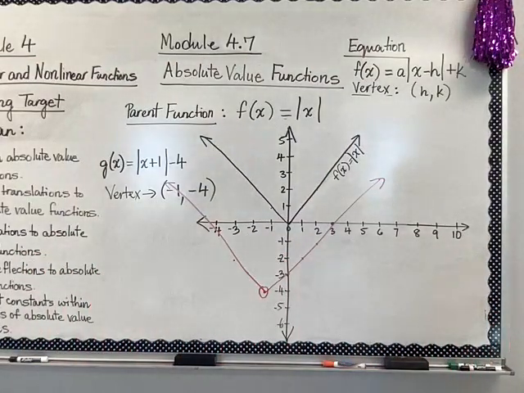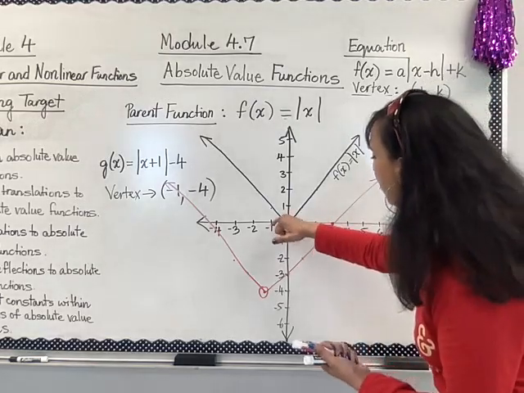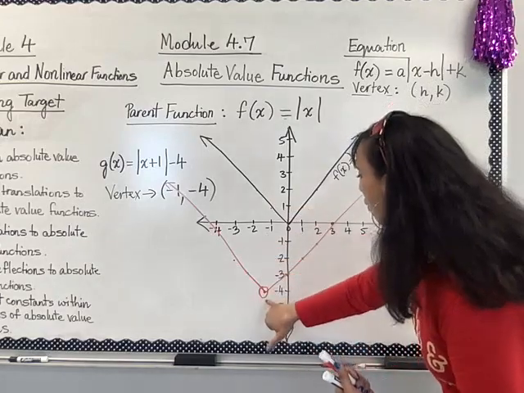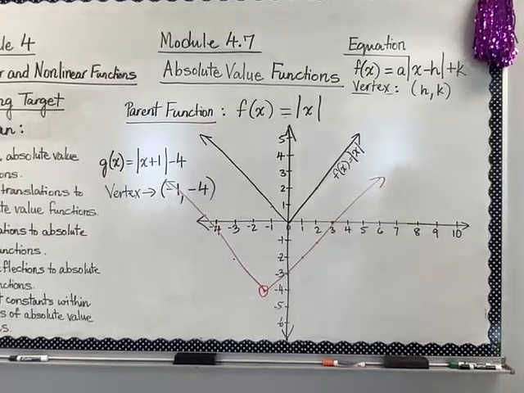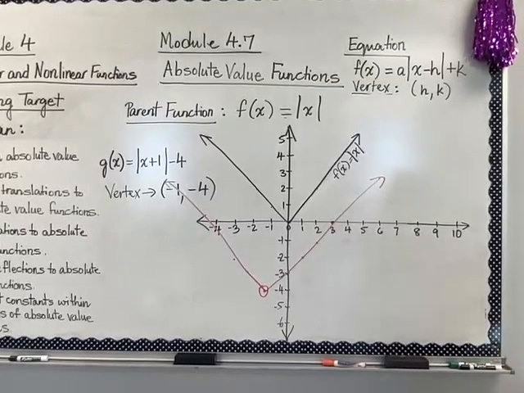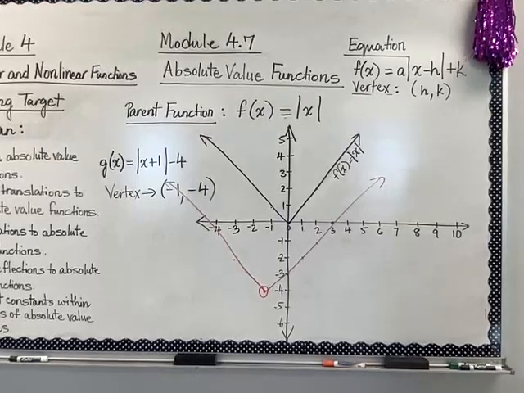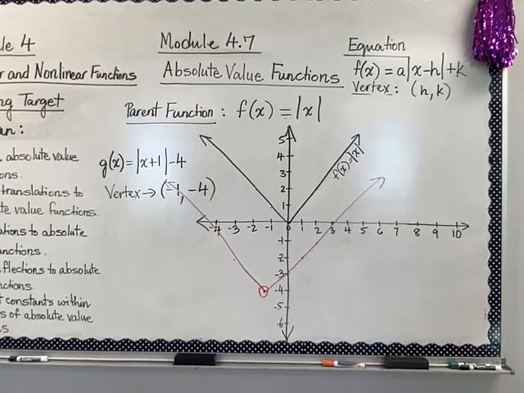And I can see that in this case, what has happened? It has shifted 1 to the left, and it has gone down 4. And you can see that the graph is translated 4 units down from the parent function. And so the graph of g of x is equal to absolute value of x plus 1 minus 4 is the graph of the parent function translated 1 unit left and 4 units down.